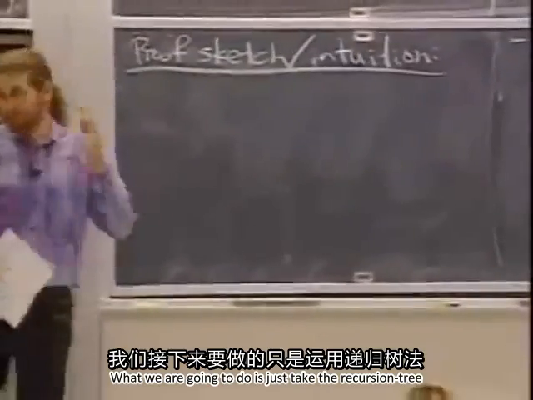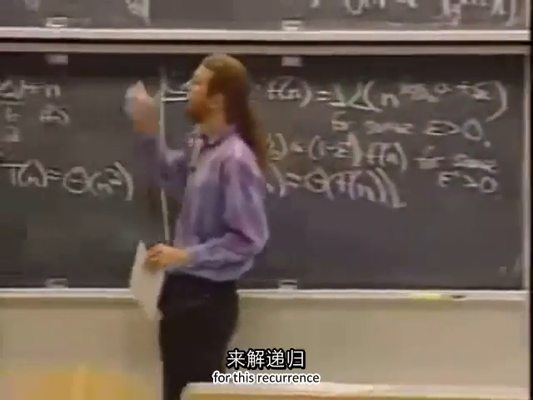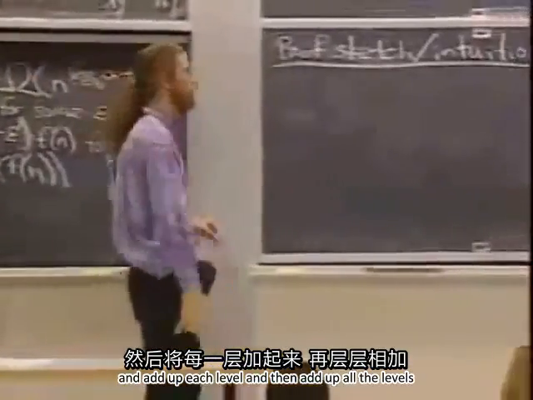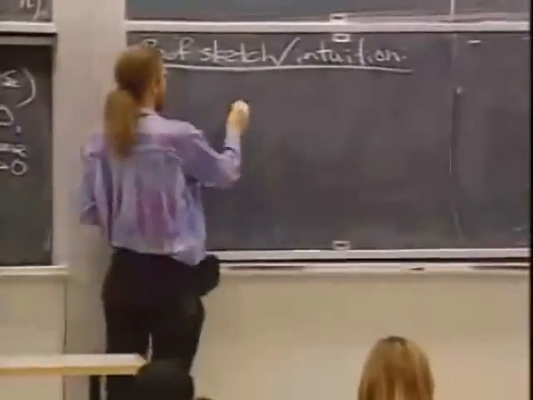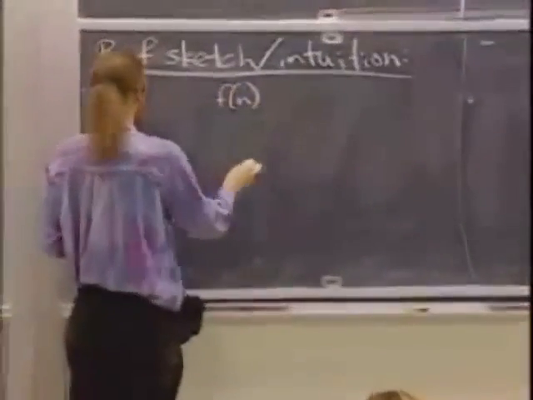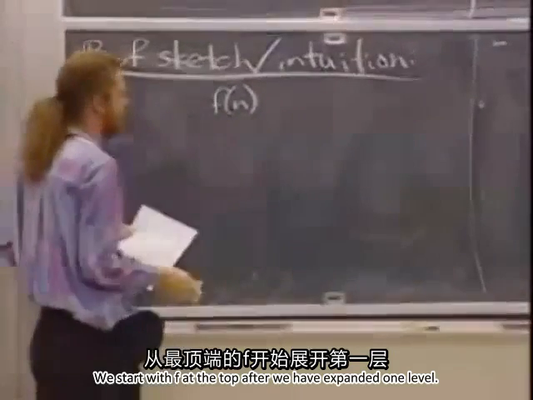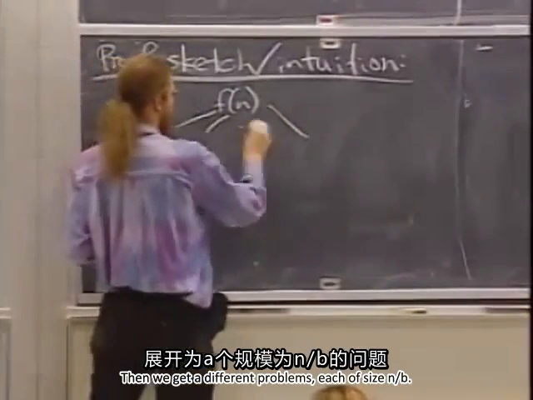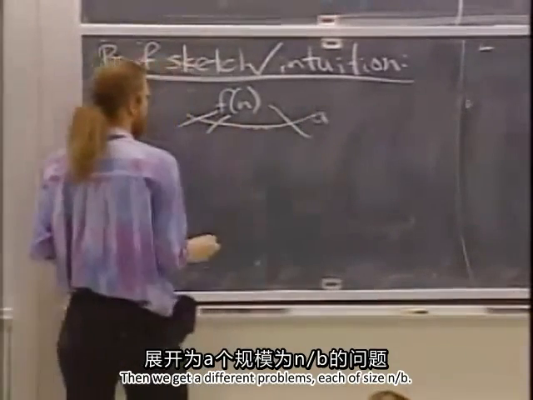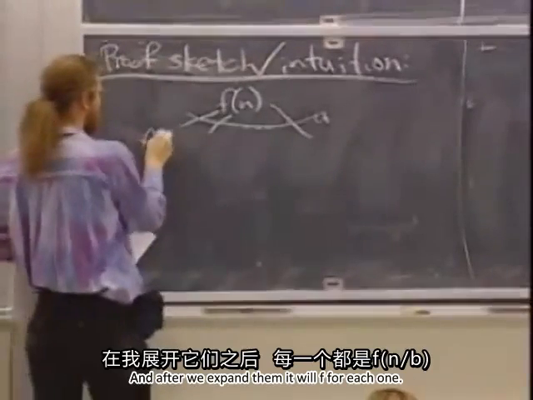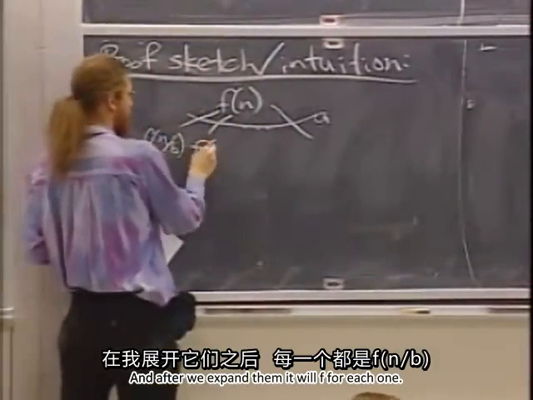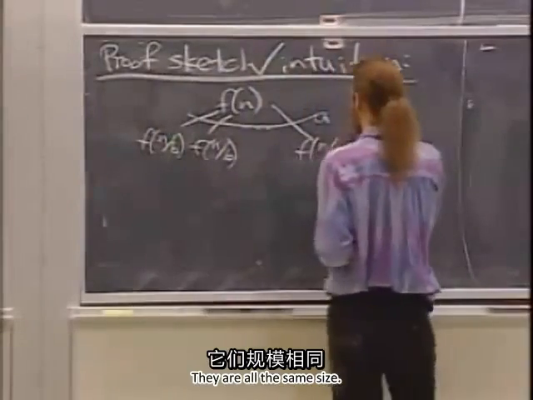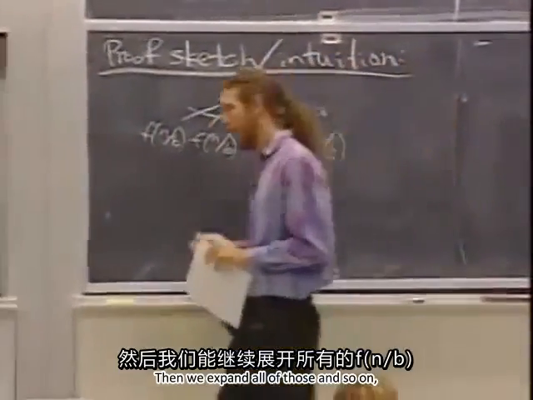So what we're going to do is just take the recursion tree for this recurrence and add up each level, and then add up all the levels, see what we get. So we start with f of n at the top after we've expanded one level. Then we get a different problems, each of size n over b. And after we expand them, it'll be f of n over b for each one, because they're all the same size. Then we expand all of those and so on.